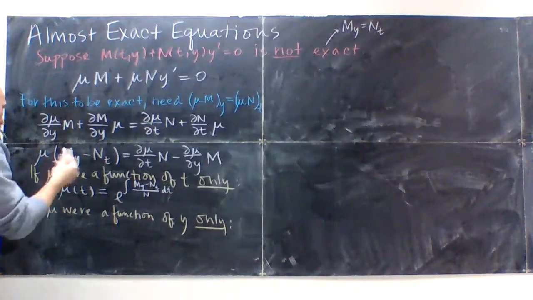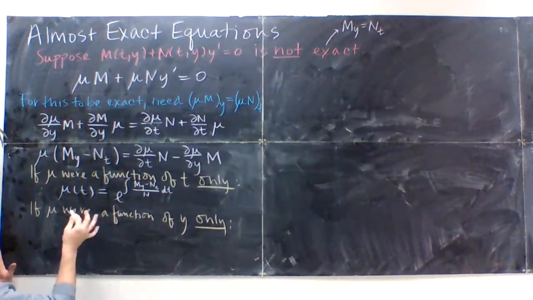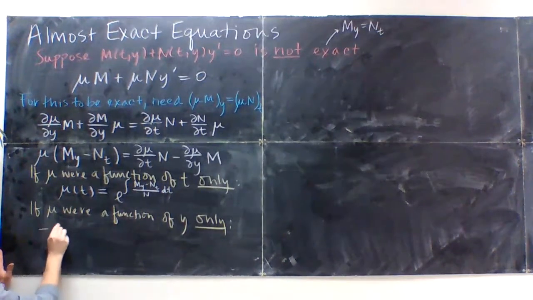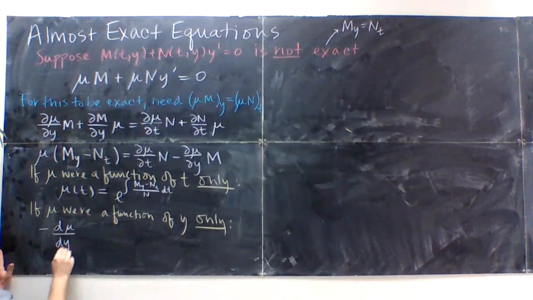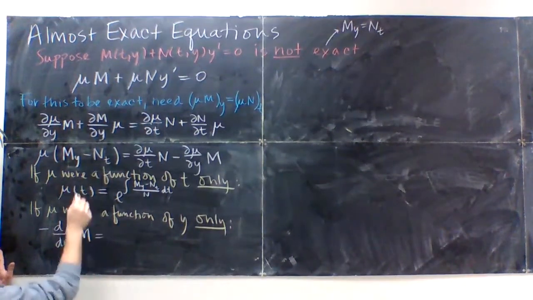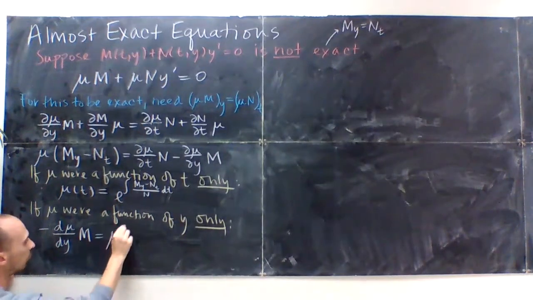So I've got mu times, no, I'm going to write it over here. So negative d mu dy times m is equal to, what is it, mu times my minus mt.